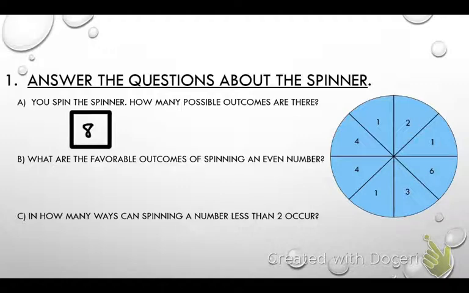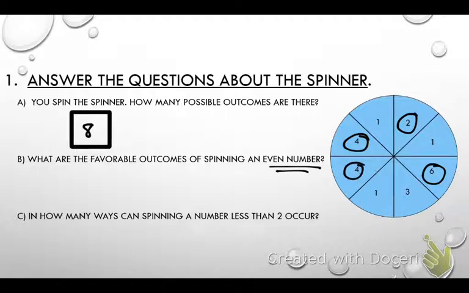Next up, what are the favorable outcomes of spinning an even number? 1. Okay, look back, favorable outcomes, the word that we just talked about, it's the outcomes of a specific event. We are looking for the specific event of what? Even numbers. Okay, so let's just talk about this. Is this 4 an even number? Yes. What about the 1? No. How about the 2? Yes. The 1? No. The 6? Yes. The 3? No. The 1? No. The 4? Yes. Okay, so here's what it says.